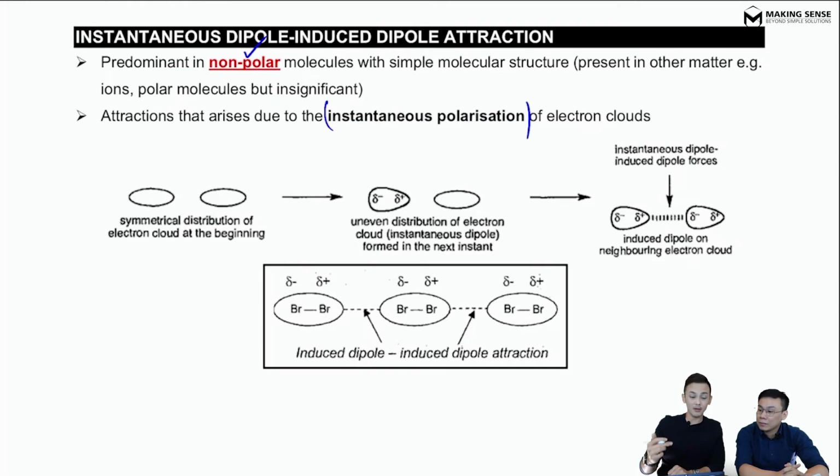Right, so you can see on your notes, it says over there, we need a molecule that has symmetrical distribution of electron clouds, which means we need something that is non-polar in nature.